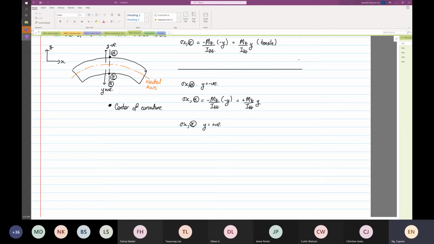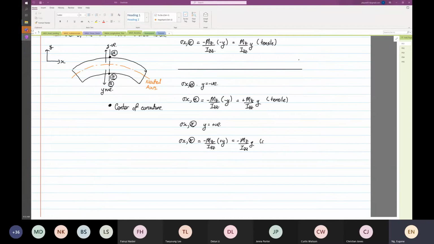Okay, so stress X of gamma is equal to minus Mz over Izz. So we know that at gamma, y is positive, right? So this is equal to minus Mz over Izz multiplied by y. So at alpha, this is now in tensile, and gamma is now in compression.